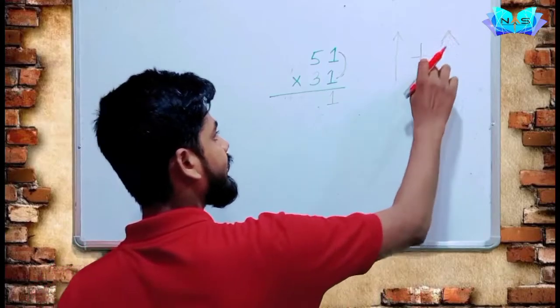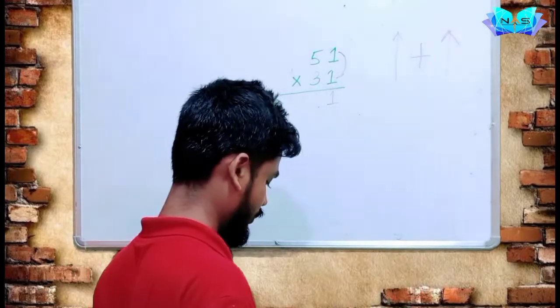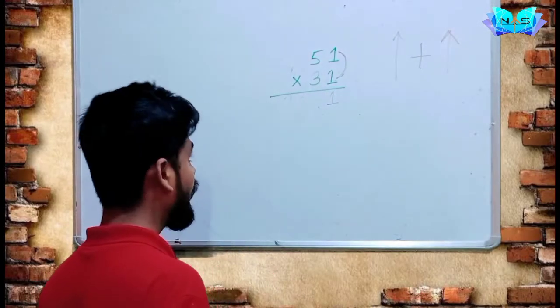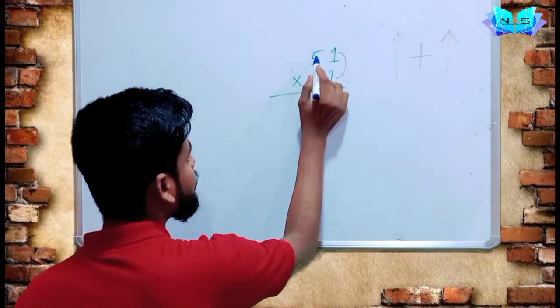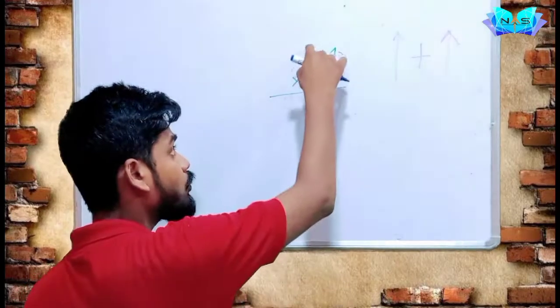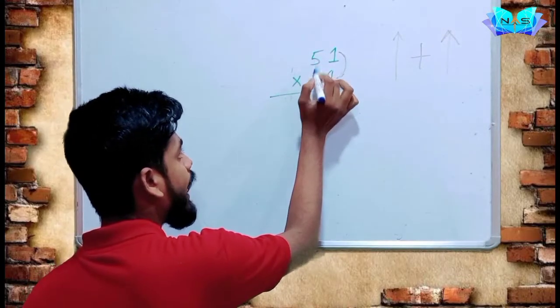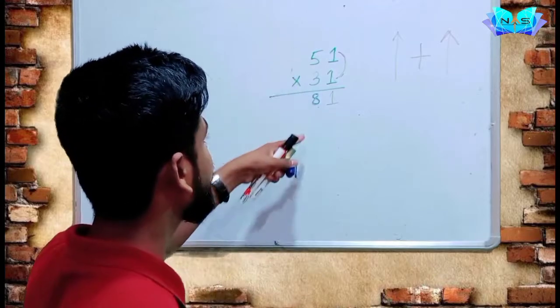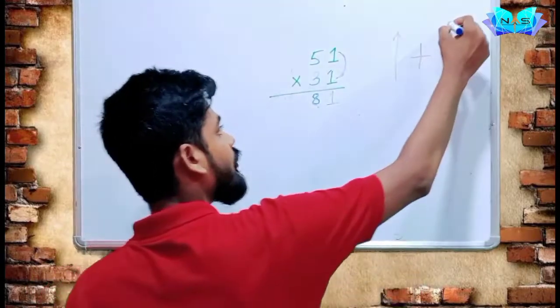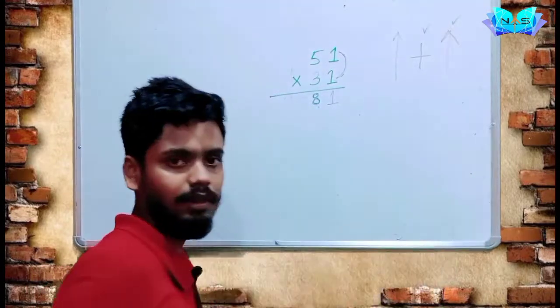And second one is addition. Second one is what? Addition. So we have to add these two numbers. 5 and 3. We have to plus both of the numbers. That means 5 plus 3 is how much? 8. 5 plus 3 is 8. So first rule is completed, second rule is completed.